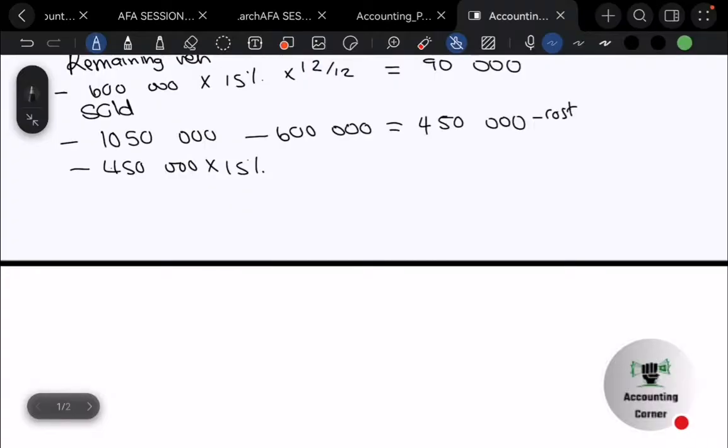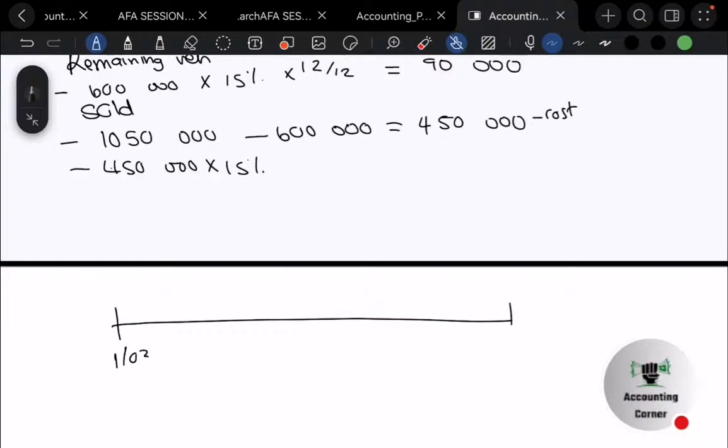So we need to draw a timeline. 1st of March 2025, that's when our year starts. 28th of February 2026 is when it ends. And then 30 November 2025 is when our asset was sold.